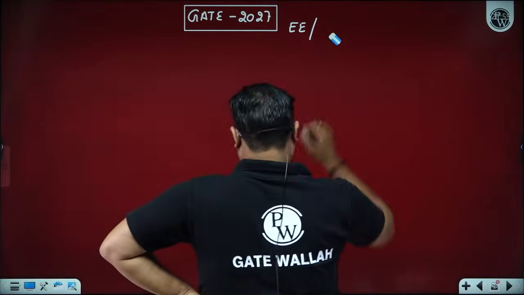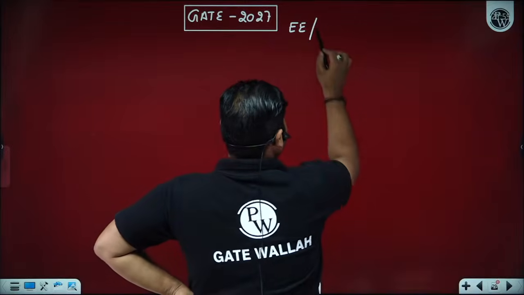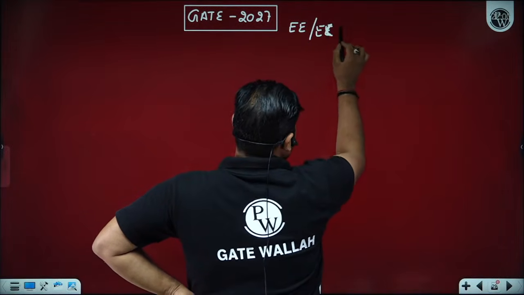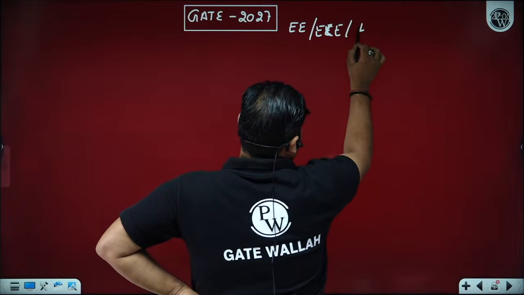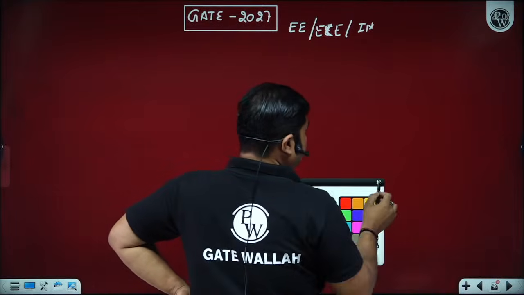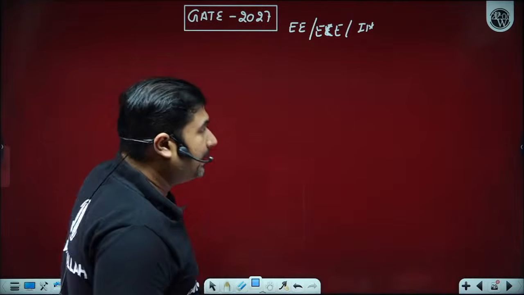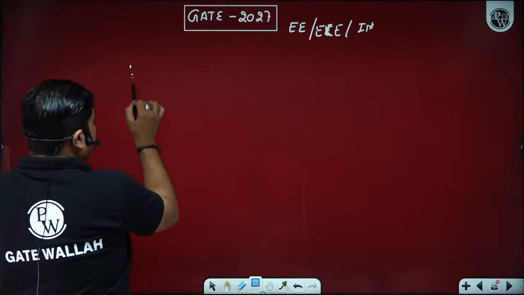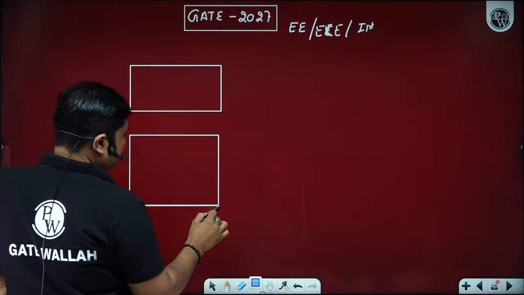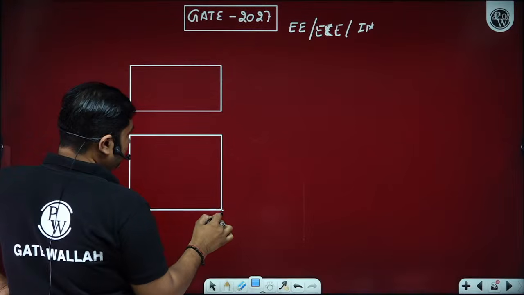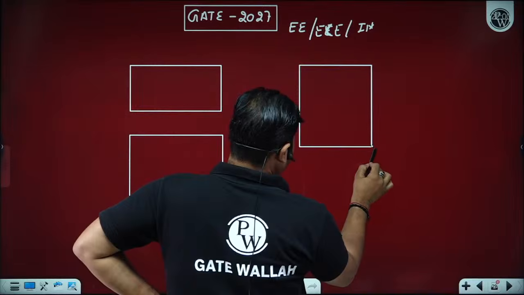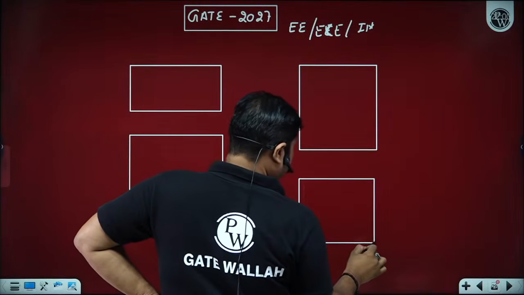Great. If your branch is EE, ECE or IN, you can discuss CSIT as well, more or less. Please observe here, your entire GATE can be categorized in major groups. First I am telling you about these 4 groups and you can plan accordingly.